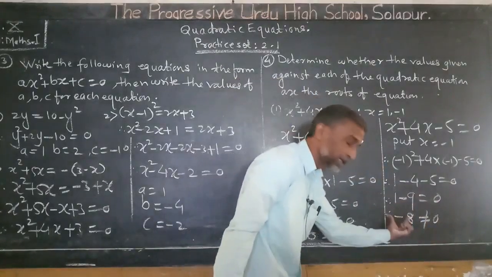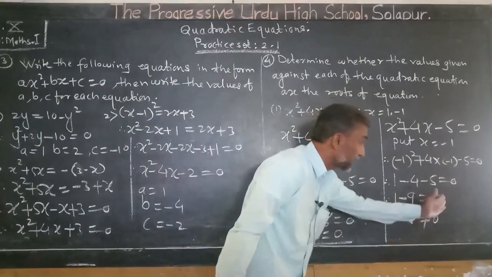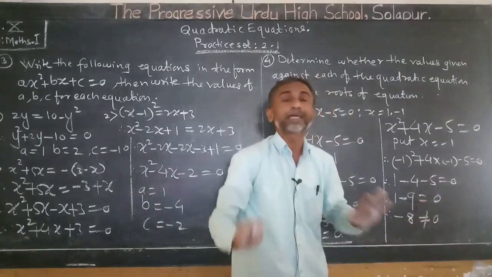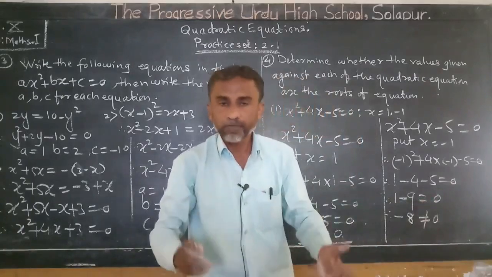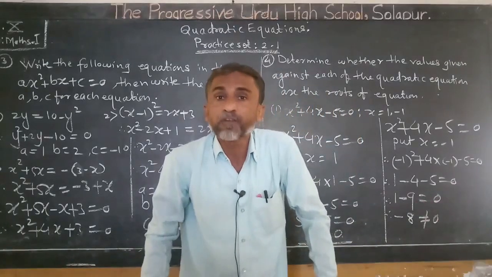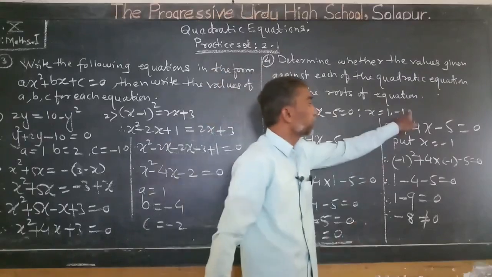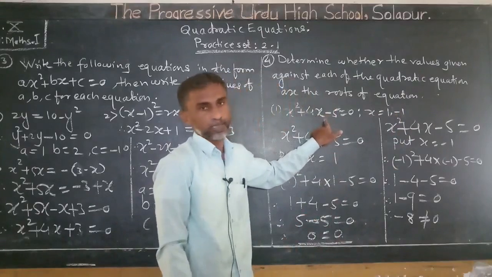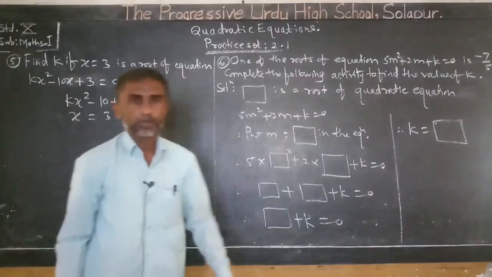Minus 8, we are getting left hand side as minus 8 and right hand side is 0. So, minus 8 is not equal to 0. That means the equation is not satisfied. Therefore, x equal to minus 1 is not the root of this quadratic equation. Now, next question.